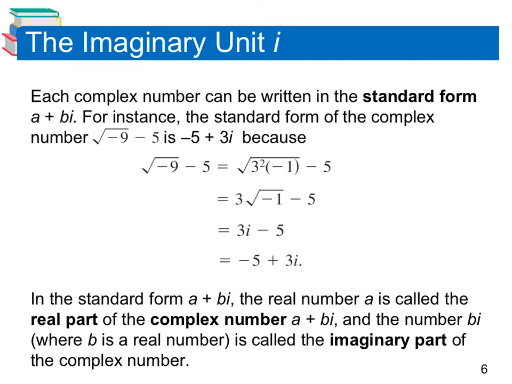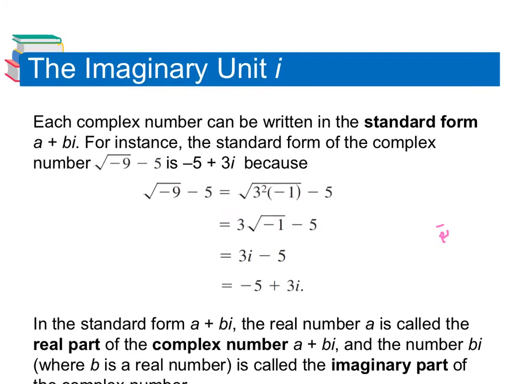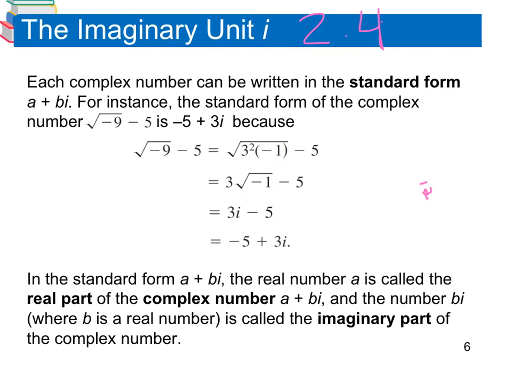Okay, so 2.4 deals with the imaginary unit, which is i. So imaginary numbers. 2.4. So the standard form for imaginary numbers is a plus b times i. So a would be the real part, so we always add the real part first, plus the imaginary part.